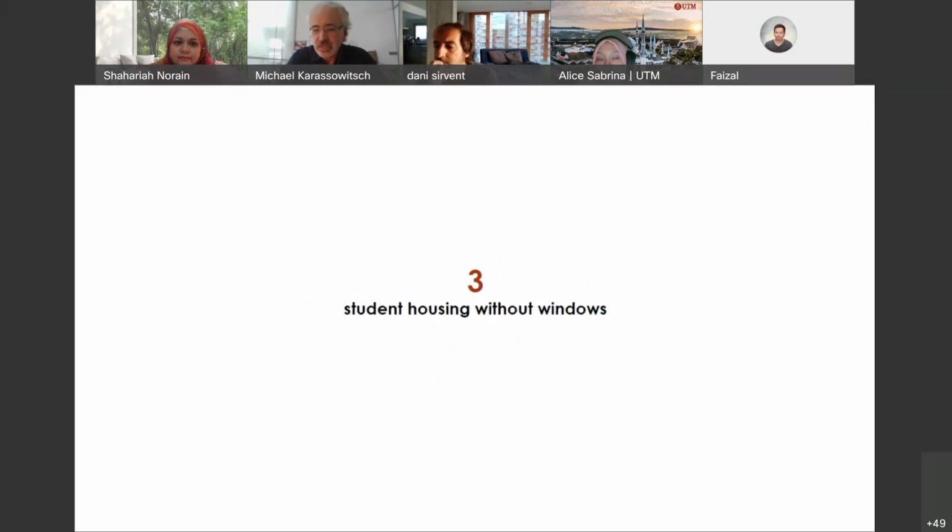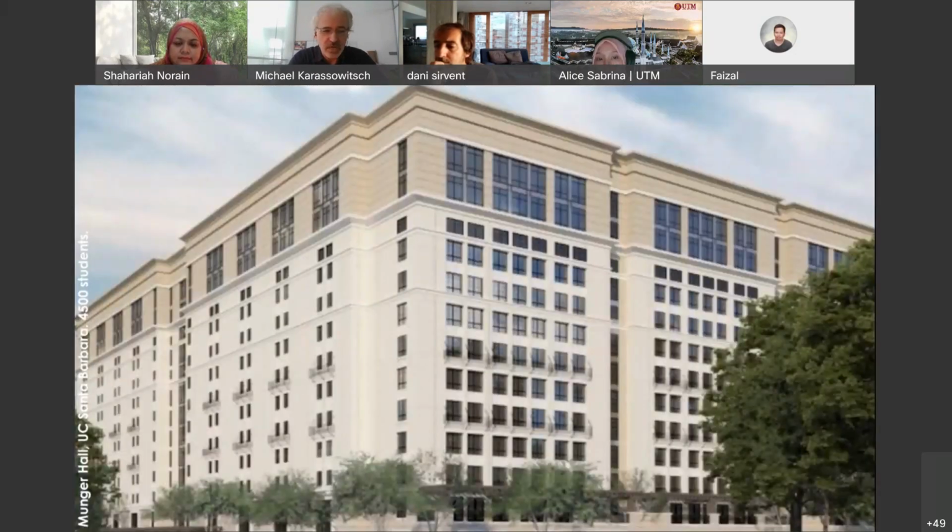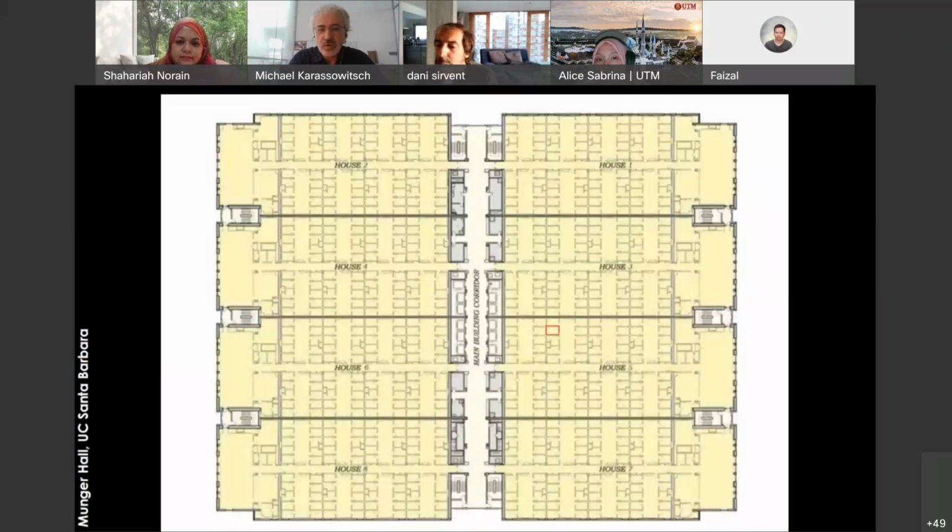Student housing without windows. You might have heard of this project. This is Munger Hall at UC Santa Barbara, in one of the richest cities in the entire world. They're building a building for 4,500 students with no windows.